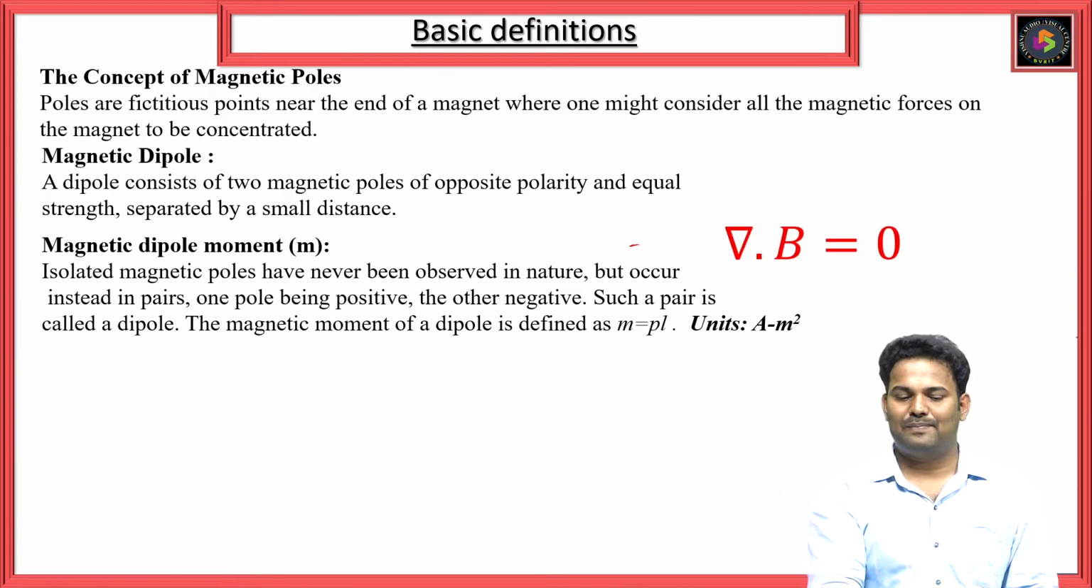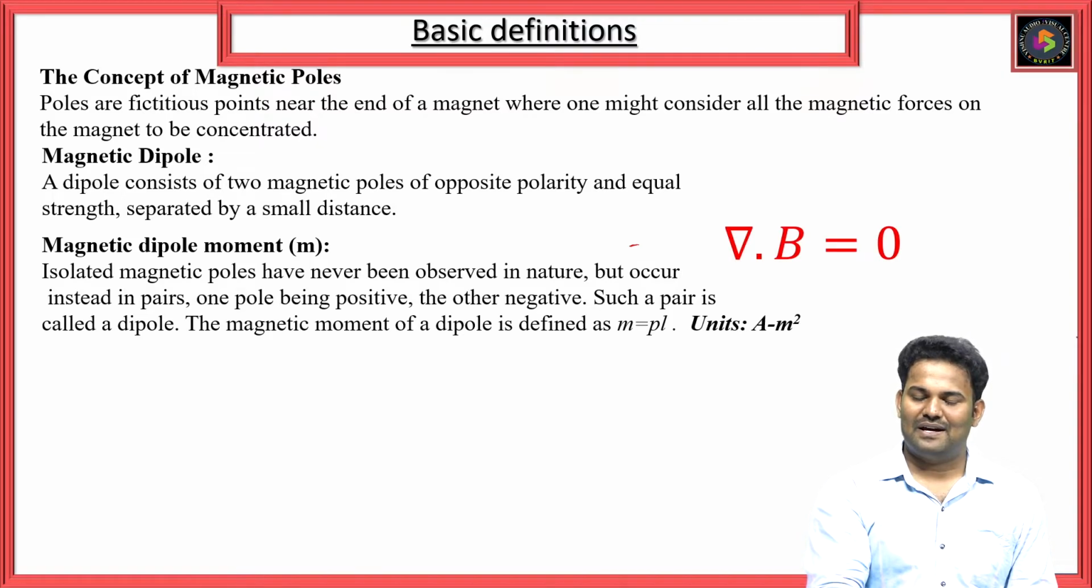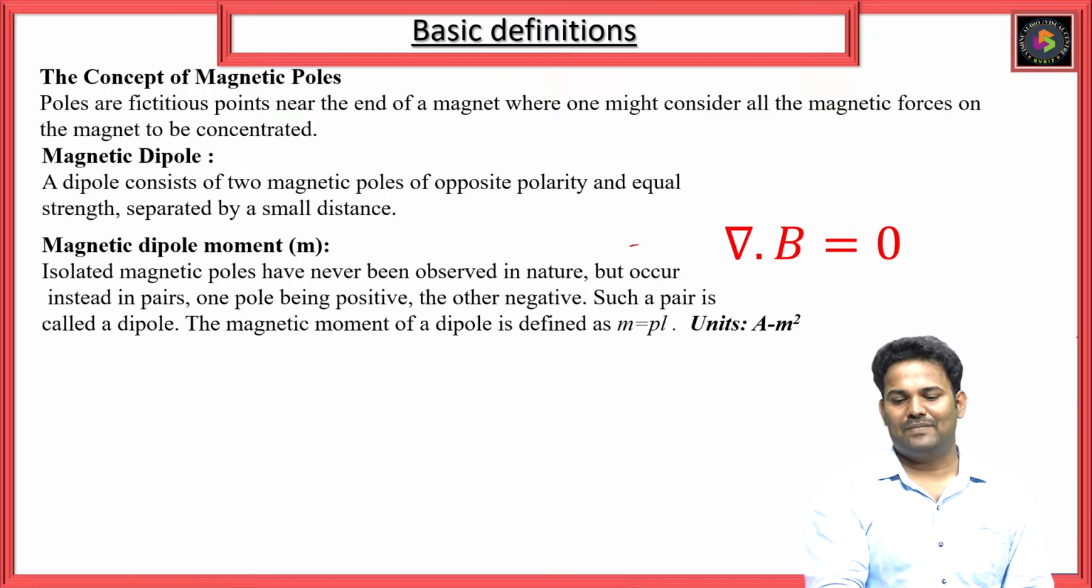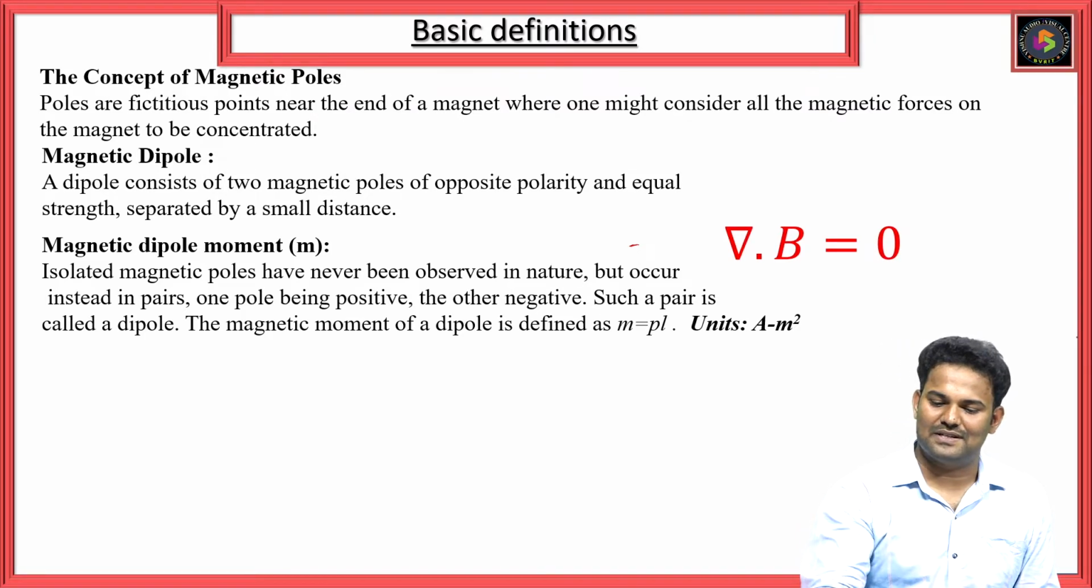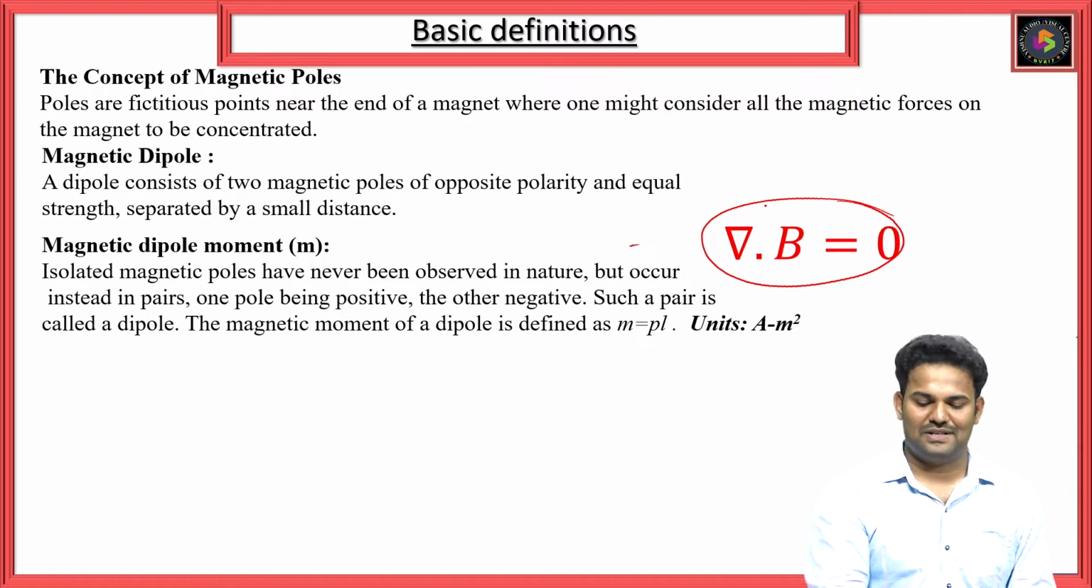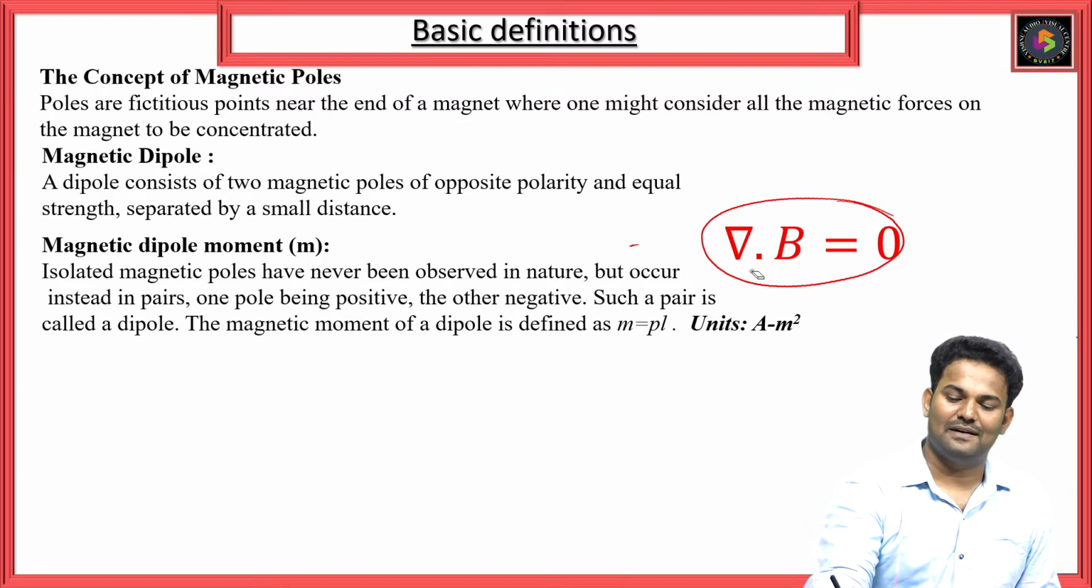Isolated magnetic poles have never been seen in nature, but occur as pairs, one pole being positive and another negative. Such a pair is known as a dipole. Isolated magnetic poles are not seen in nature, so a magnet always has two poles, one the north pole and the other the south pole. The magnetic moment of a dipole is defined as m = p × l, pole strength times length, with units of ampere meter squared. Isolated magnetic poles never exist, which is the formula del dot B = 0, the Gauss law in magnetism.